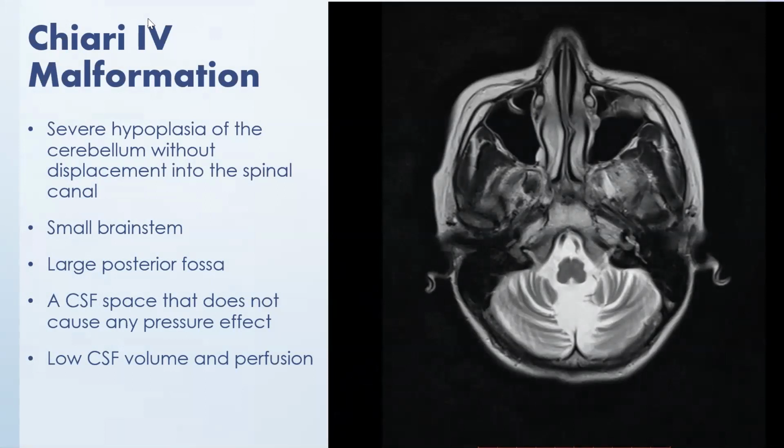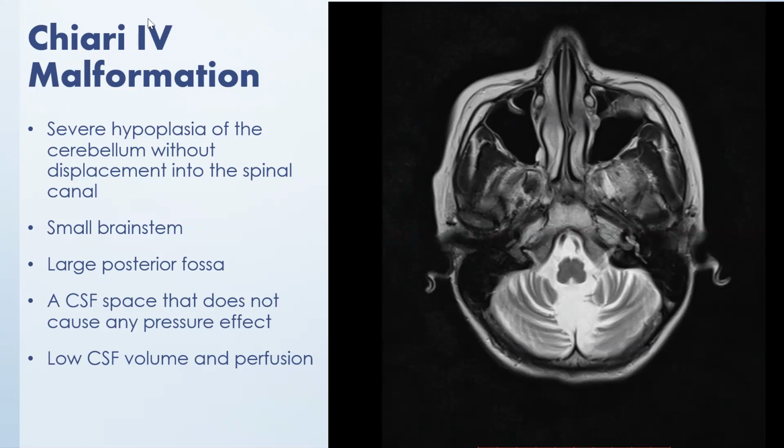Chiari 4 malformations are severe hypoplasia of the cerebellum without displacement. This malformation is also characterized by severe cerebellar dysplasia and is associated with a hypoplastic cerebellum, small brainstem, large posterior fossa, and a cerebrospinal fluid space that does not cause any pressure effect.